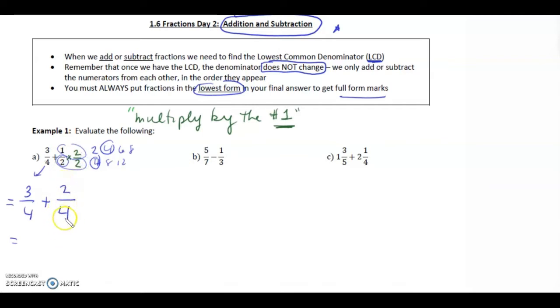So the 2/4 is equivalent to the 1/2 because we just multiplied by 1. Okay, and now all we do is add the numerators, so we get 5, keep the denominator over 4.